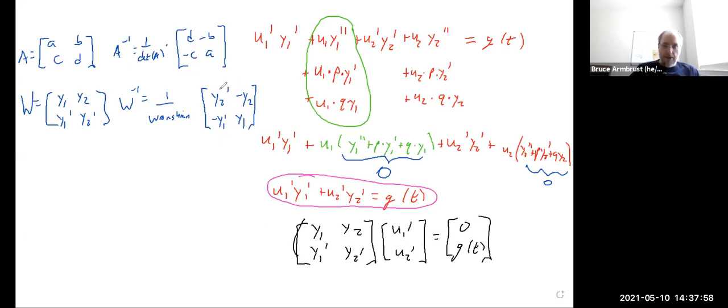Now, think about what we're doing: we're multiplying that by 0, g of t. So the first entries don't matter because they're going to get multiplied by 0. So what we get is u1 prime is equal to 1 over the Wronskian times minus y2 times g of t. And then u2 prime, same deal. It's going to be 1 over the Wronskian times y1 times g of t.